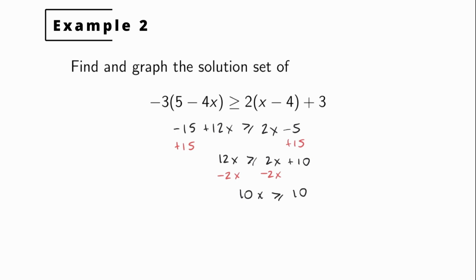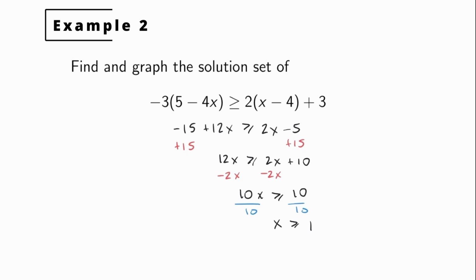And now the last step is to divide both sides by the coefficient of x, which is 10. So on the left-hand side, we get x is greater than or equal to 1. And again, now the direction does not change because we're dividing both sides by a positive number.